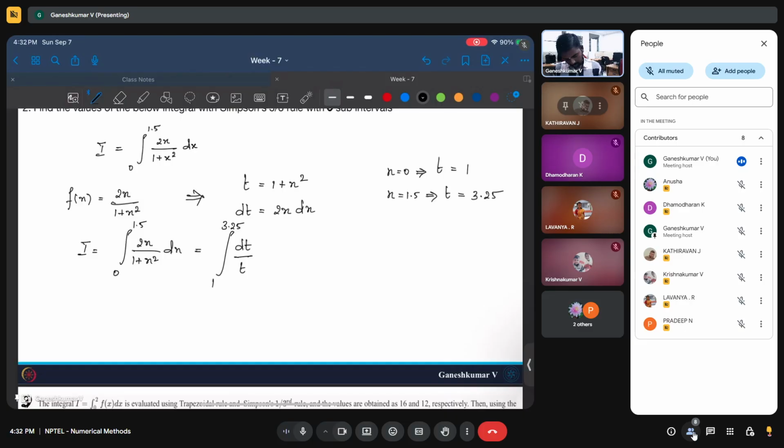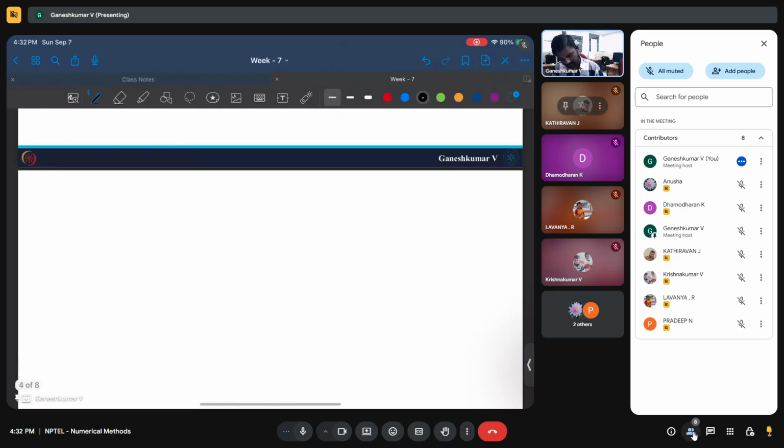All right, now the integral of 1 by t is natural log of t, and you can write it from 1 to 3.25, natural log of 3.25 minus natural log of 1. Natural log of 1 is 0, so natural log of 3.25 is how much? 1.1787 is what I get. No, 1.1786. Okay, is this fine?